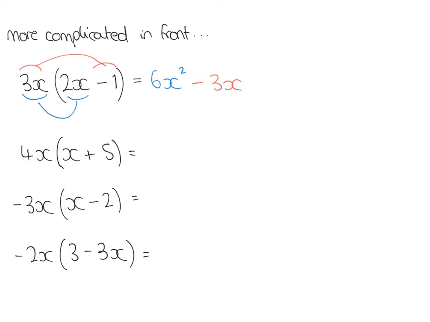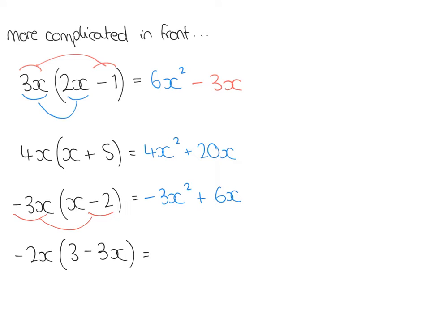Right, 4x multiplied by x, 4x squared. 4x by plus 5, 4 times 5 is 20, both positive, and 5 lots of 4x is 20x. Minus 3x multiplied by x, well, one's negative, one's positive, so it's going to be negative, 3x times x, 3x squared. Minus 3x multiplied by minus 2, well, they're both negative, they both have the same sign, so our answer is going to be positive. 3 times 2 is 6, and we've got also multiplying that by x.